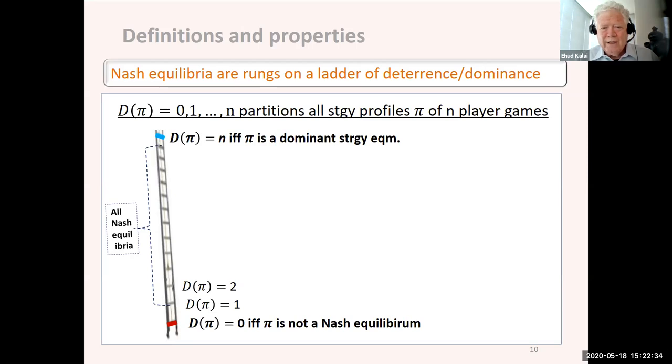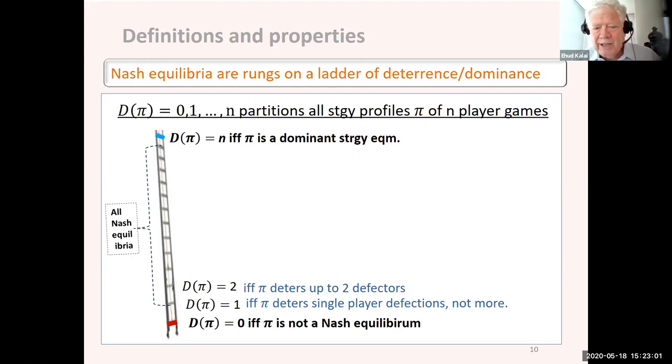But if you go from one on, it captures all the Nash equilibria, except that Nash only wants one, but sometimes it deters two defectors, and sometimes it deters three defectors, and so on. So there is an increasing level of defection deterrence. So I have D of pi equals one, pi deters single player defection, but not more. A stronger condition is equilibria pi that deter up to two defectors, but not more. They deter also, by monotonicity, one-player defectors, and so on. And you go on like this, and dominant strategy equilibria deter any number of defectors. So we get this nice hierarchy of Nash equilibria going up.